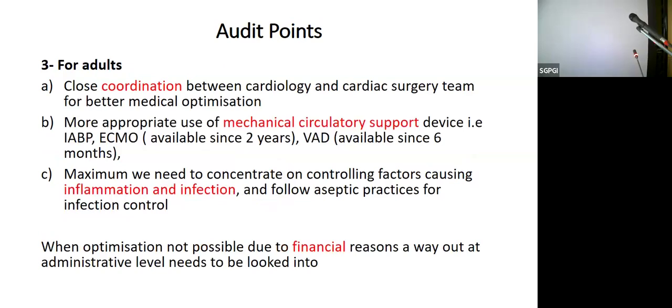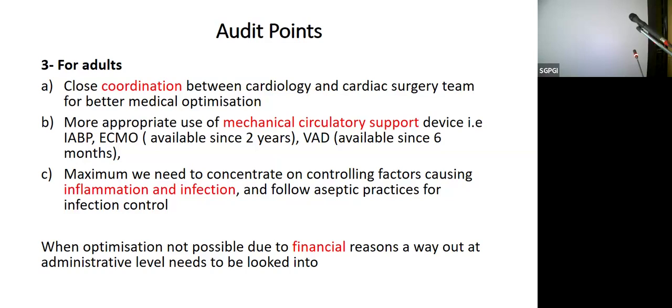For adults, again, coordination between the departments, especially with the cardiology department, so that we can optimize the patient in a better way and improve our results. Then more appropriate and frequent use of mechanical circulatory support devices. By frequent, I don't mean for every patient, but we have to discuss which stage and which patient needs this intervention. And whenever it is required, the patient should be shifted to CVTS, and then as soon as possible, mechanical circulatory support should be started.